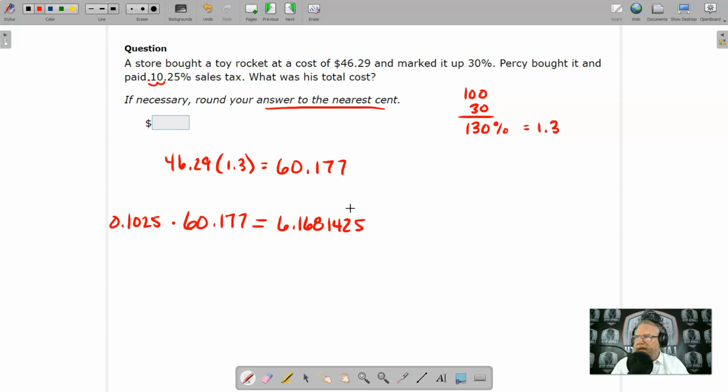6.16811425. So I've got this number sitting on my calculator here. Now I need to add this back to the cost, right? What was this total cost? I need to add that back together there. So I'm adding these two values together because this is the markup right here. So this is the price that they're selling it for. Then he's paying tax on that amount.